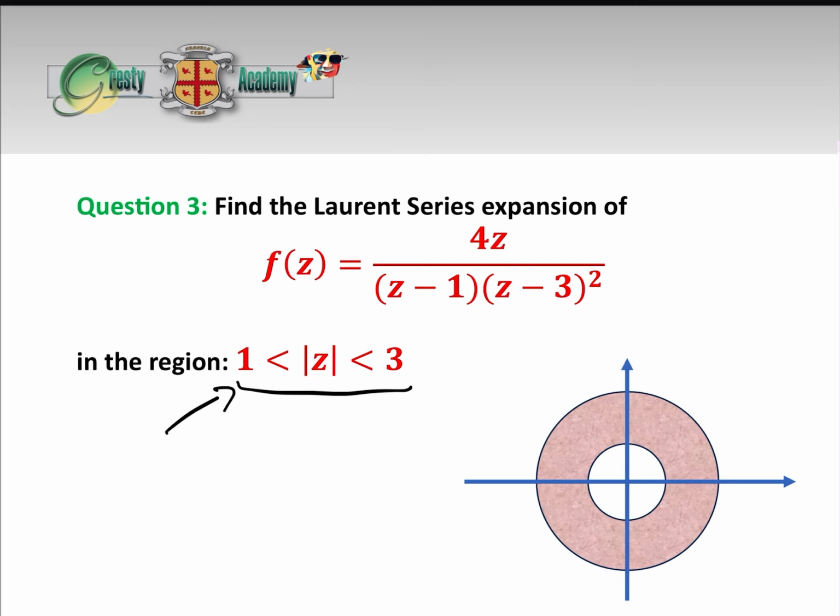Now, let's just have a quick chat about this region here. It's an annulus, which we've drawn on the right hand side here. So basically here is the point 1 and here is the point 3 and here is the point minus 1 and here is the point minus 3. So the region is this pink annulus thing.